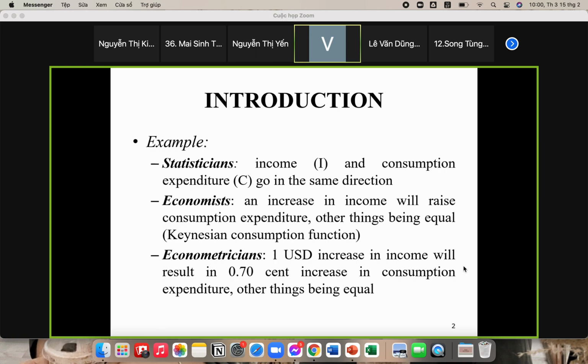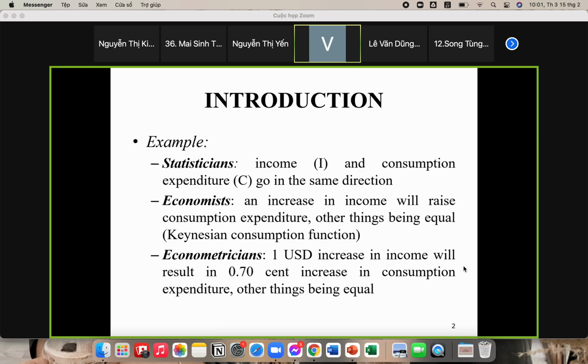But in economics, for example, in microeconomics, normally, if we know that income and consumption expenditure go in the same direction, or have a positive relationship, we explain it like this: an increase in income will raise consumption expenditures, other things being equal. So we have a term here, other things being equal. What does it mean? It means that according to economists, besides income, there are many other factors that can affect consumption expenditures.